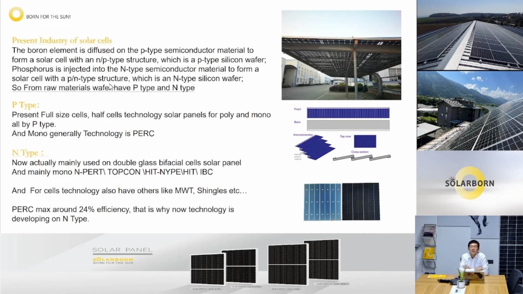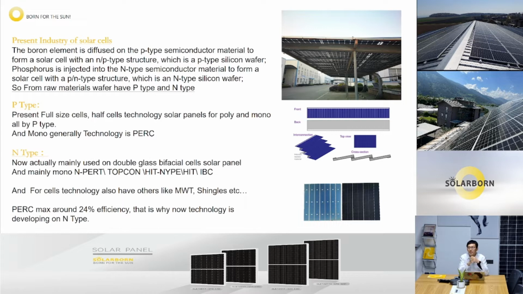And the present industry of solar cells. Depending on the technology producing, we can get the P-type and the N-type. In general, for the PERC, what you find on the present market, the main products are PERC, like the mono, like the poly, and even for some other smaller panels, we all use PERC.